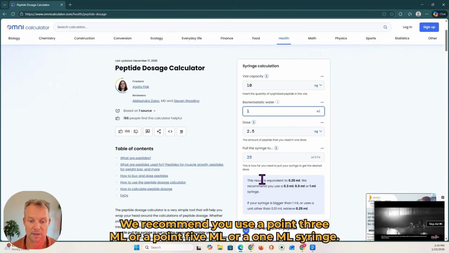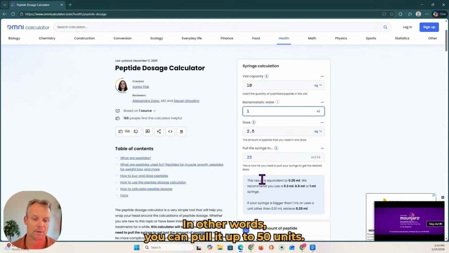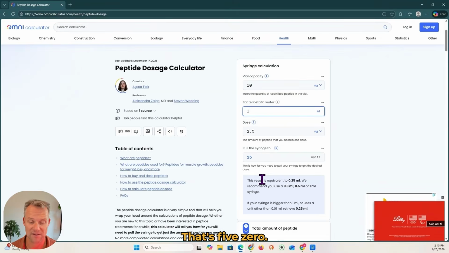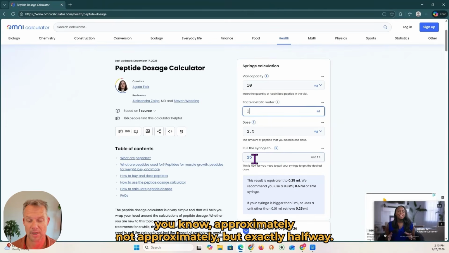We recommend you use a 0.3 ml or a 0.5 ml or a 1 ml syringe. Most people have the 0.5 ml syringe, in other words, you can pull it up to 50 units. So 25 units would be pulling it up exactly halfway.